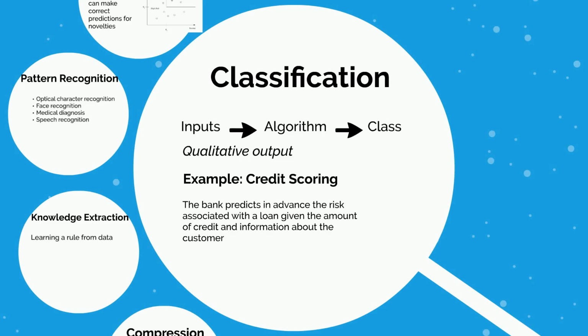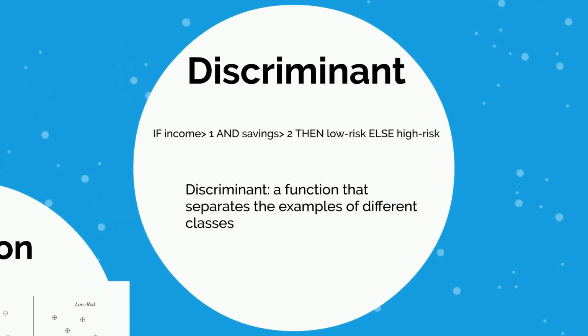So, multiple inputs, and your output is going to be a simple class, either high risk or low risk. So let's talk about the features that are going to go into this. First, you're trying to produce a discriminant, and a discriminant is simply a rule that's going to tell you whether or not you're a low risk or high risk customer. So the discriminant is simply a function that separates the examples of different classes.